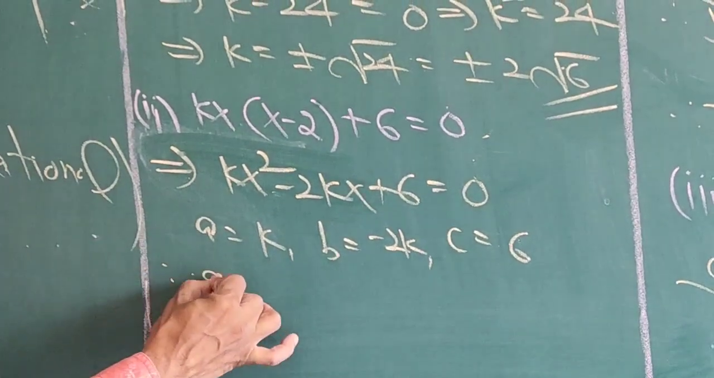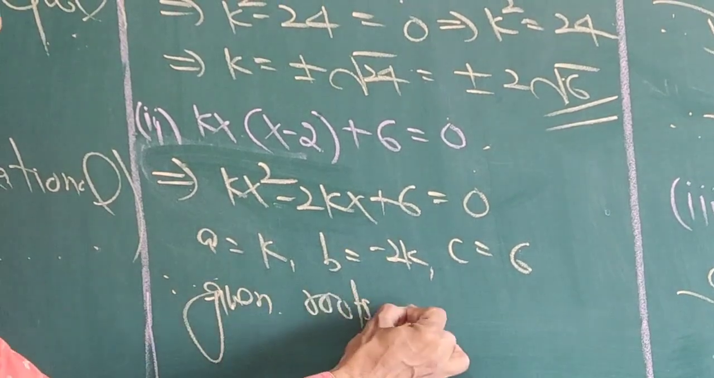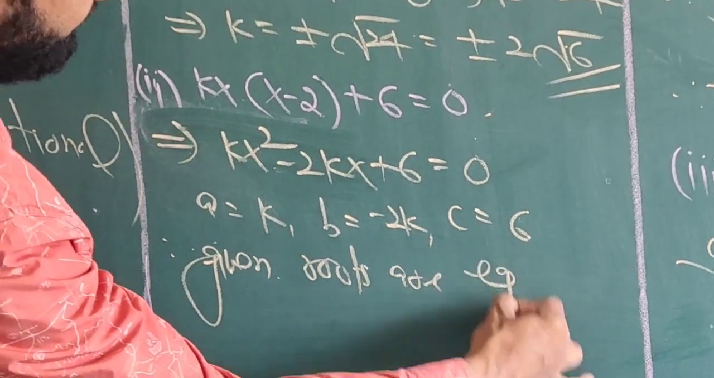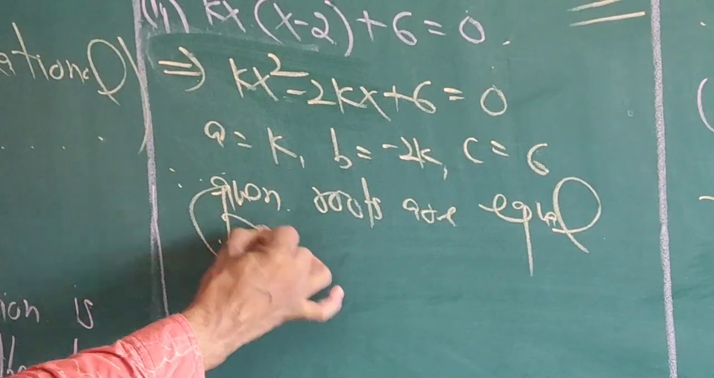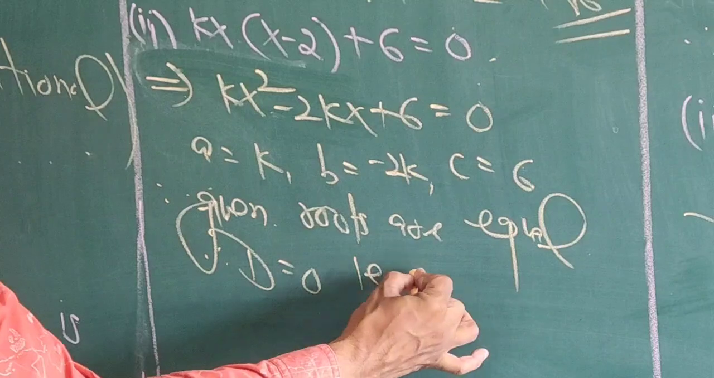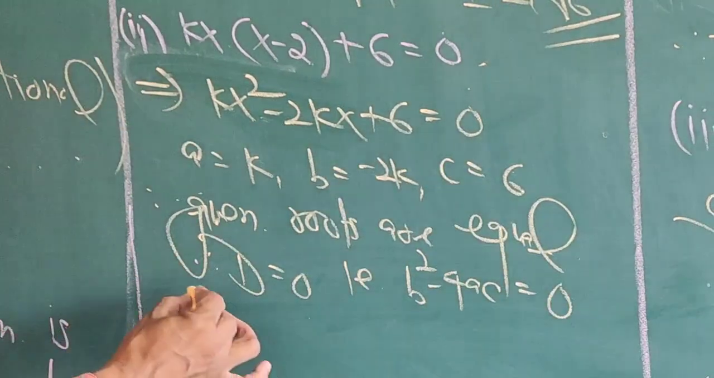Now because it is given that two of its roots are equal, therefore D equal to 0. D means discriminant, and discriminant is equal to b square minus 4ac equal to 0.